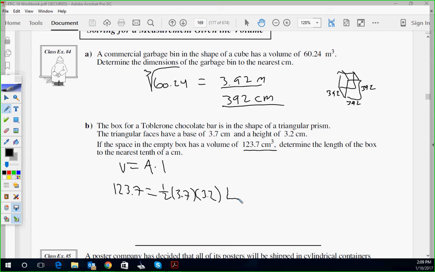So we simply multiply 3.7 and 3.2 and a half. Can you get that for me, Nikki? It's 5.92 is the final answer for that area. So that means we have 5.92 times L, and then we divide by 5.92. It's 20.895, so we're going to call it 20.9. So the box is 20.9 centimeters long.